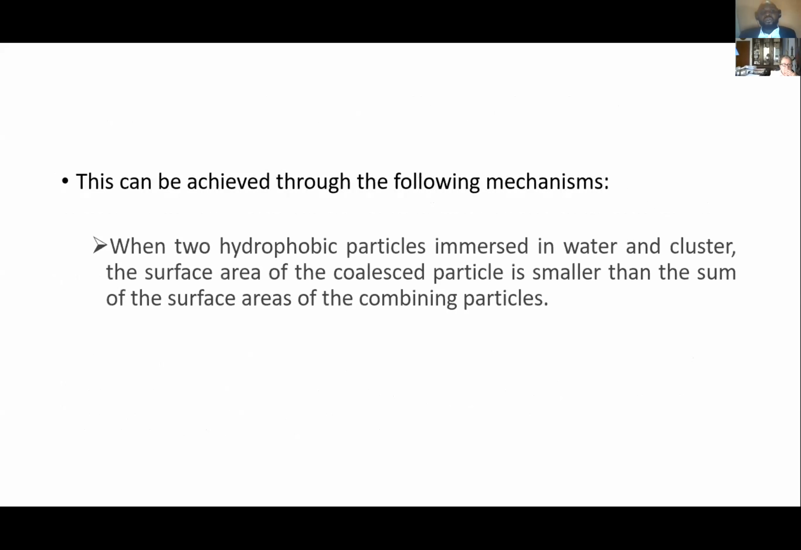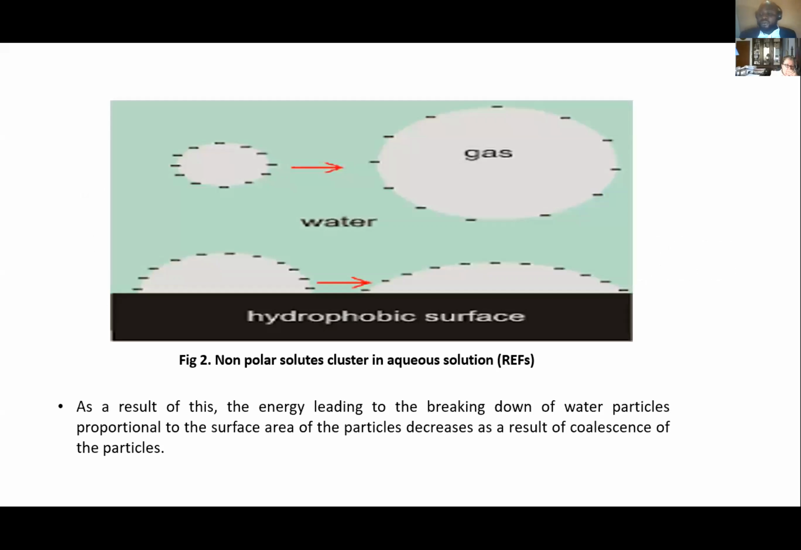This can be achieved in 2 ways. When two hydrophobic particles immersed in water cluster, the surface area of the combined particles is smaller than the sum of the surfaces of the individual particles. As you can see from this figure, we have hydrophobic particles. The non-polar phase tends to cluster by the breaking of the hydrogen bond. In the process, it excludes water.